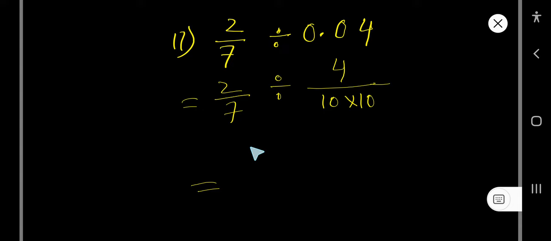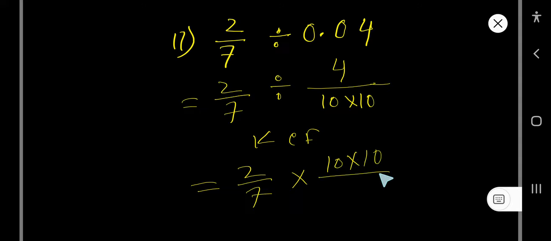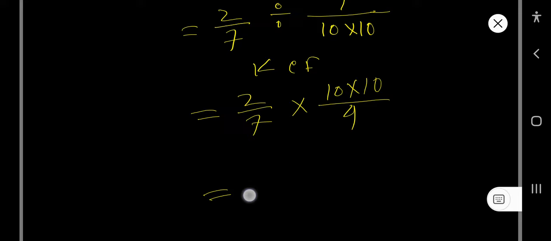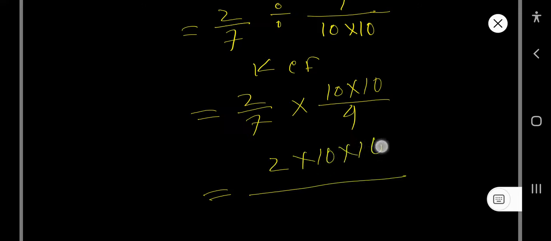So now we'll apply the keep, change and flip method. So keep the first fraction, then change the division sign to a multiplication sign, then flip: 10 times 10 divided by 4. So look, now we need to multiply top to top and bottom to bottom. 2 times 10 times 10 and 7 times 4.